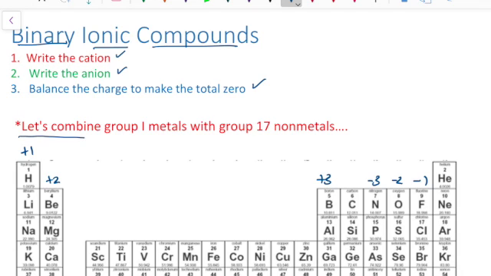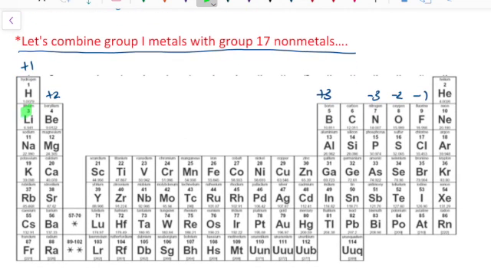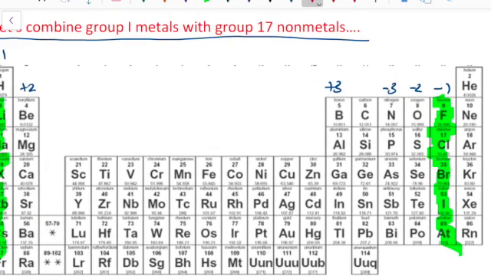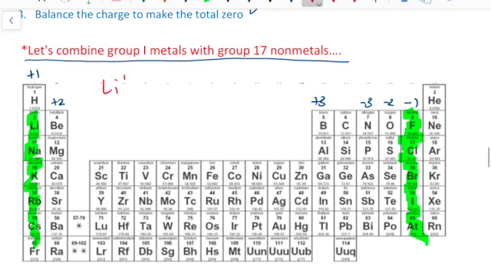Okay, so let's do this. Let's combine group 1 metals with group 17 nonmetals. Here we go. So we're going to combine these guys with any of these guys. Well, these are the easiest of all. Why? Lithium is in group 1, so lithium has a +1 charge. Fluorine is in group 17, so fluorine has a -1 charge. Balance the charge to make the total charge 0. +1 -1 is already 0, so this compound is lithium fluoride. I wouldn't call it lithium fluorine. The anion gets an IDE ending, so it would be lithium fluoride.